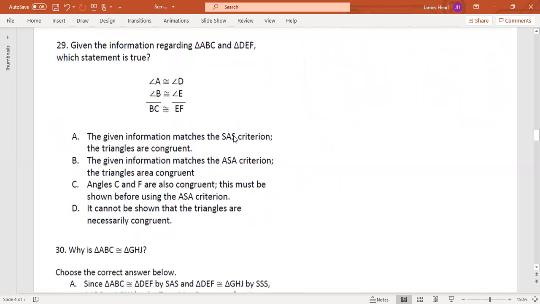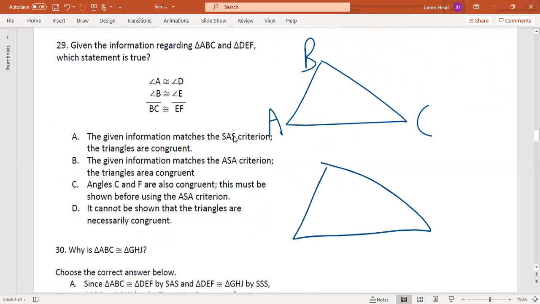For 29, we're given a couple of statements about 2 triangles, and you're asked which of these things is true. So we just start checking them all off. The easiest way to actually do this, though, would be to physically draw it. So if we draw a triangle, call it A, B, and C, and we draw a second one, call it D, E, and F, and we're just going to fill in what we know. A matches D, B matches E, and BC matches EF.